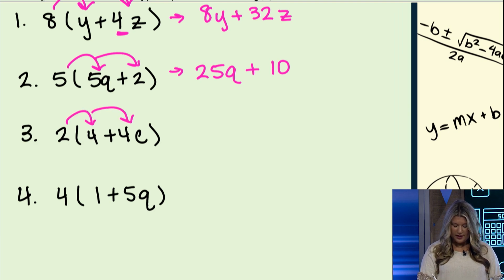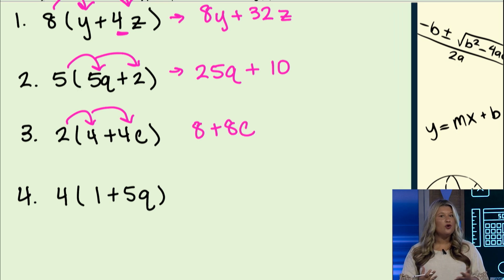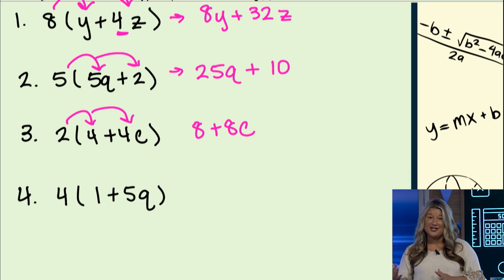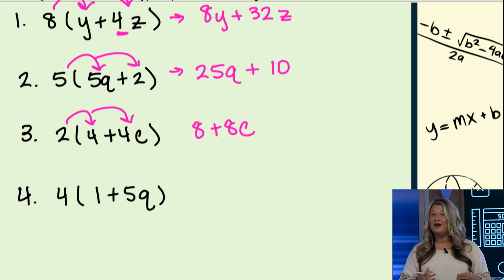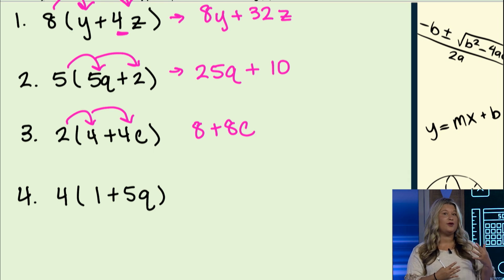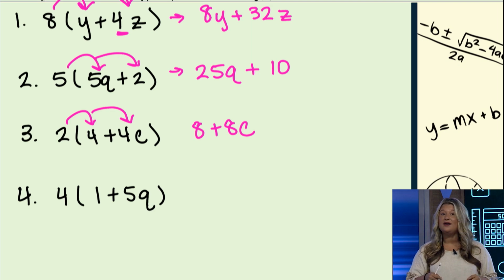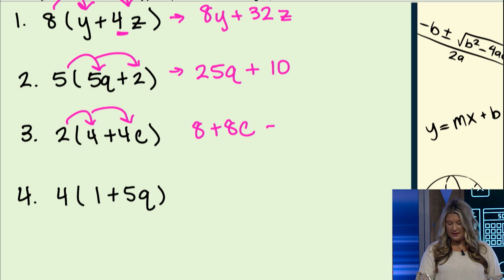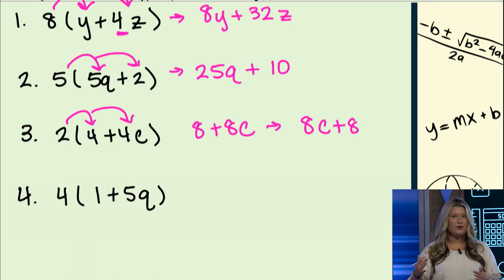Now we have 2 times 4 here for number 3. So we get 8 plus 8c. Now, our standard form in writing our expressions is our variables come first. And when we get into bigger math like polynomials, our standard form will be a little more detailed. But as for right now, you need to make sure that your variables come first because that's just proper. So 8c plus 8. Yes, they're both equal, but this is just the proper format.